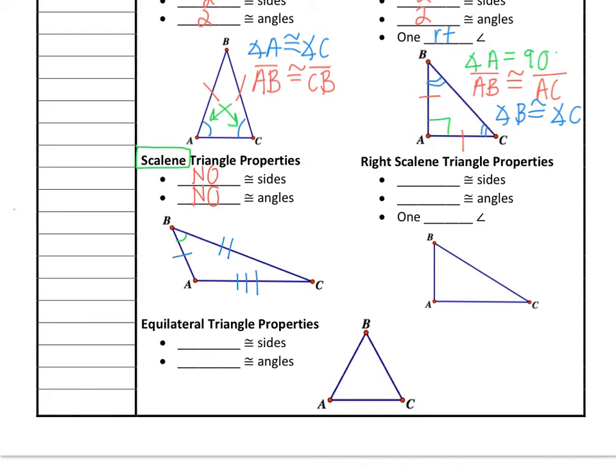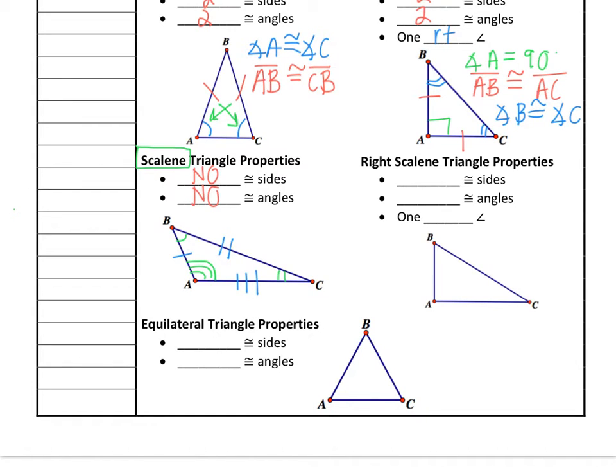So if I put one arc on angle B, two arcs down here, and three arcs on A. So that's a scalene triangle. No congruent sides, no congruent angles, so I can't write any congruent statements like what I had done over here because there's nothing congruent since it is scalene.